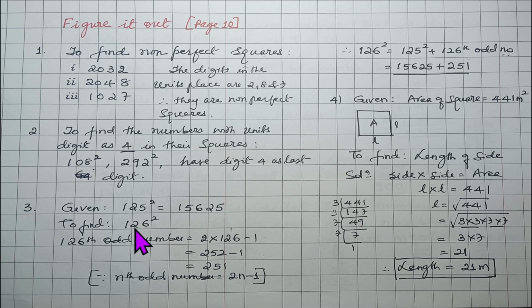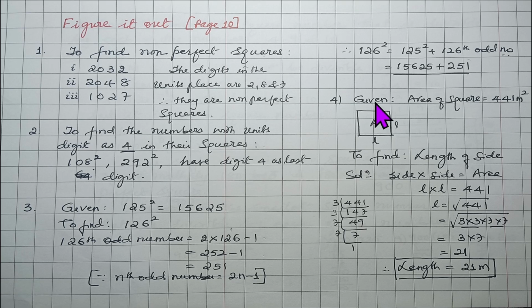Now given 125 square is 15625, we have to find out 126 square. That means the next square number we have to find. So first find out the 126th odd number. To find the 126th odd number, we can use the formula 2n minus 1. So 2 into 126 minus 1, 252 minus 1, 251. Therefore we got the 126th odd number as 251. Now add this 251 to 15625. That means 126 square will be equal to 125 square plus the 126th odd number. So 15625 plus 251 is the answer for 126 square. We can add that and get the answer.